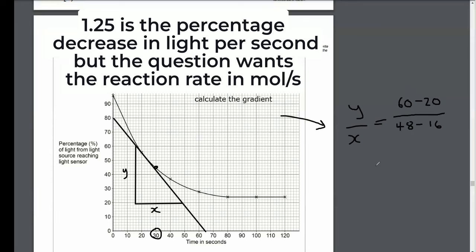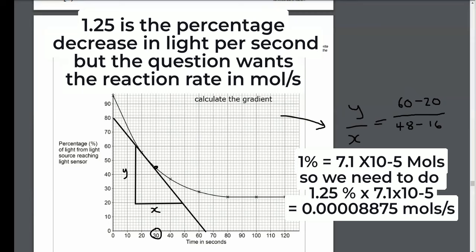They told us that 1% is equal to 7.1 times 10 to the minus 5. So if we know 1% is equal to that, what is 1.25% equal to? Well, for the fifth mark, which is probably the hardest one to understand, you've got to do 1.25 times 7.1 times 10 to the minus 5, and that converts it from percentage into moles per second. Yes, and if you understood that, you're a genius!